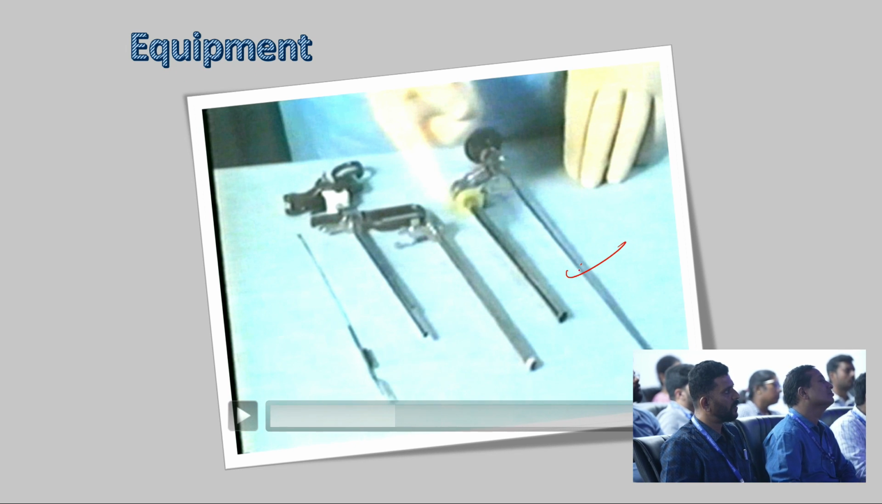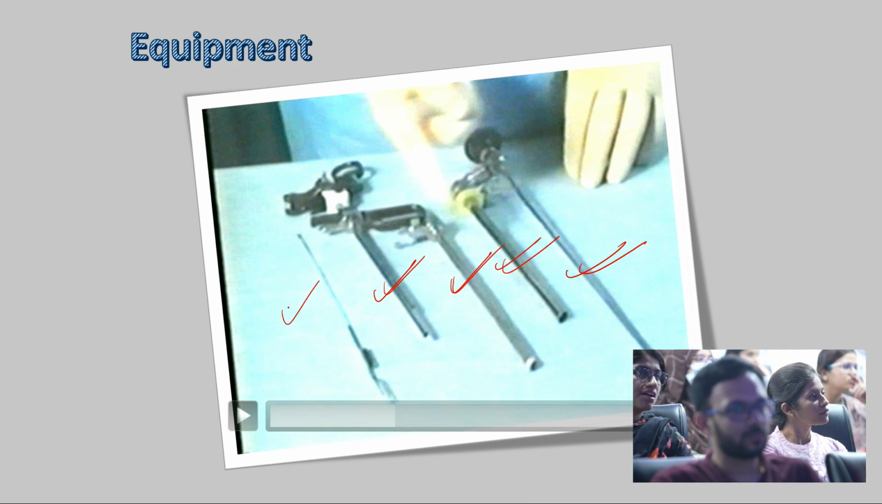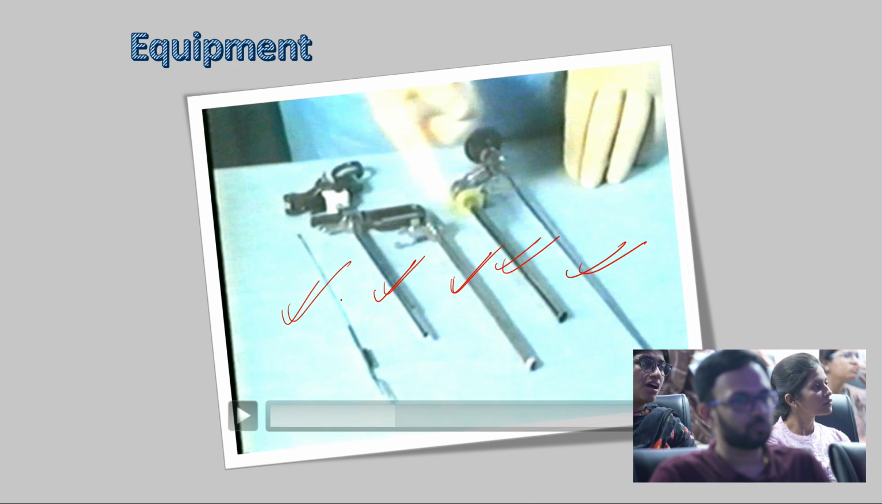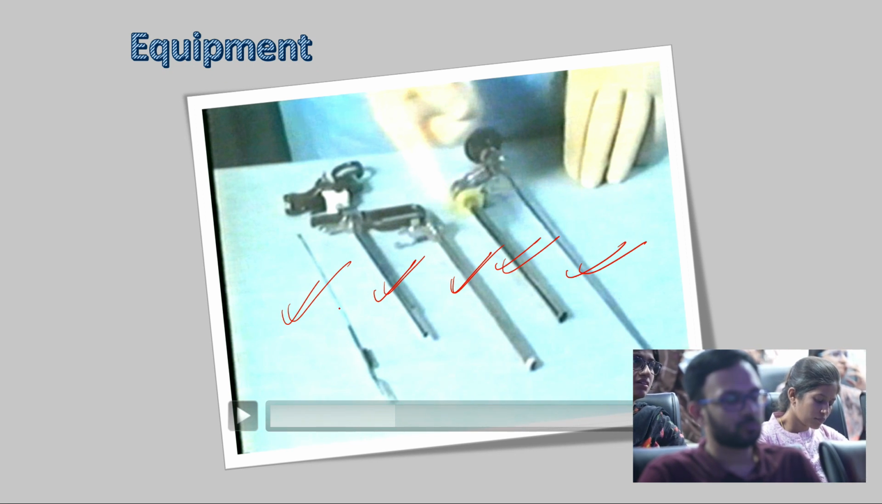What is this? Telescope. What is this? Outer sheath. What is this? Inner sheath. What is this? Working element. And what is this? Electrode. Electrodes are Collins knife, a straight ball, loop electrode, a straight knife, roller ball, different types.